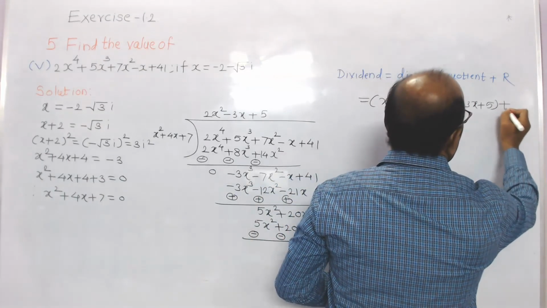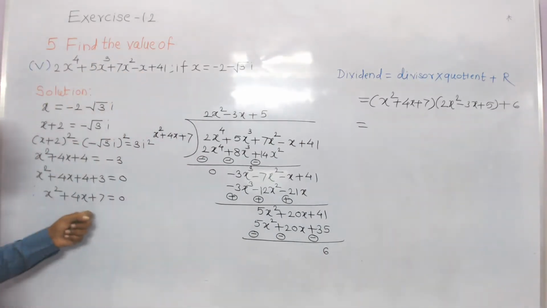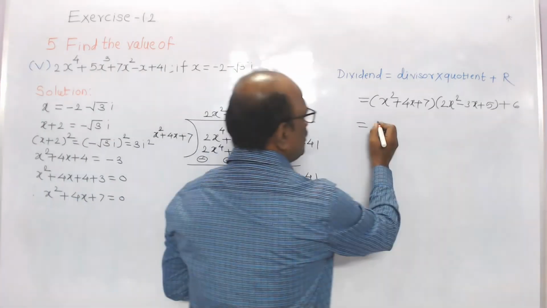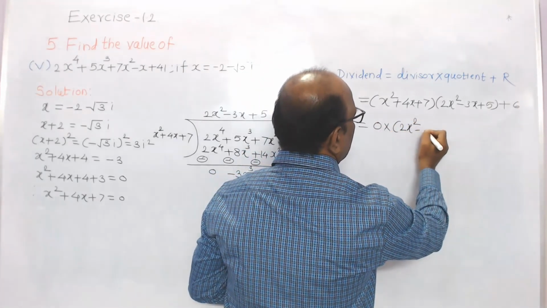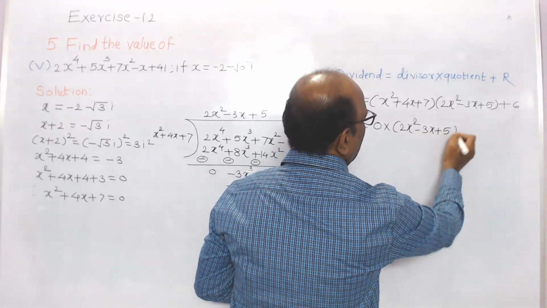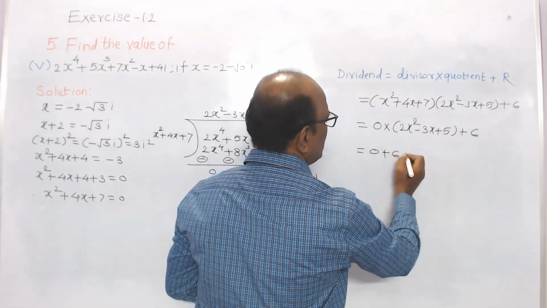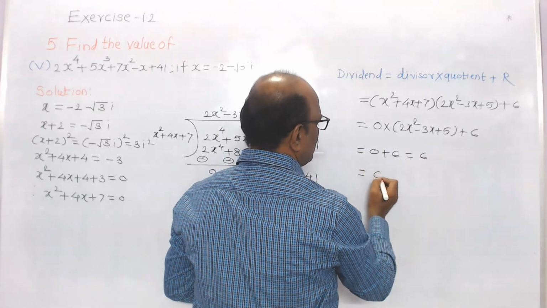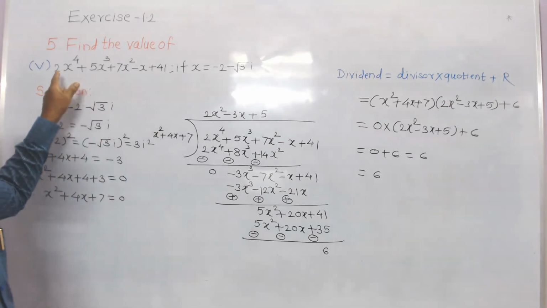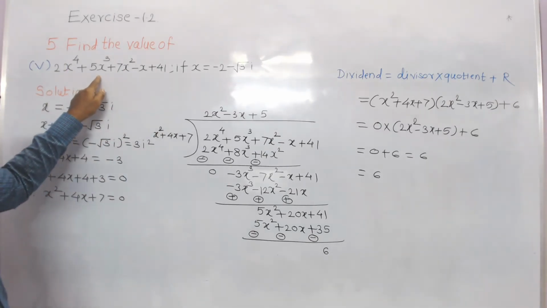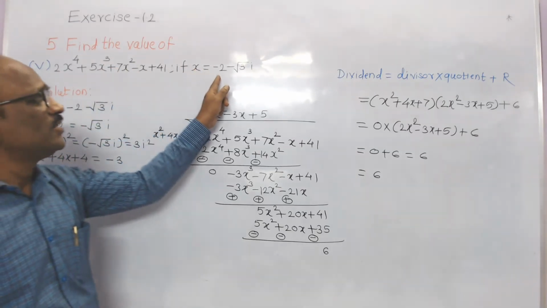Now the value of x square plus 4x plus 7 is 0. Therefore 0 into (2x square minus 3x plus 5) plus 6, and overall you will get 0 plus 6, and that is equal to 6. Therefore the value of the polynomial is 6. What was the polynomial? 2x raised to 4 plus 5x cube plus 7x square minus x plus 41, if x is equal to minus 2 minus root 3i.